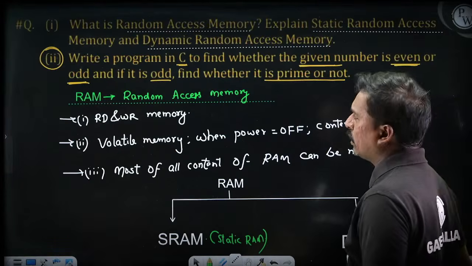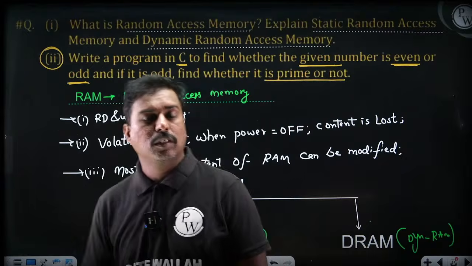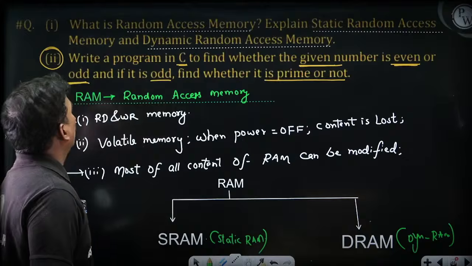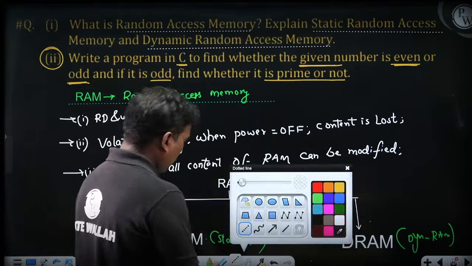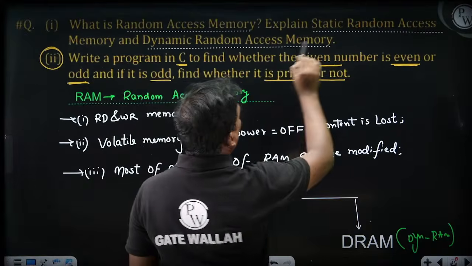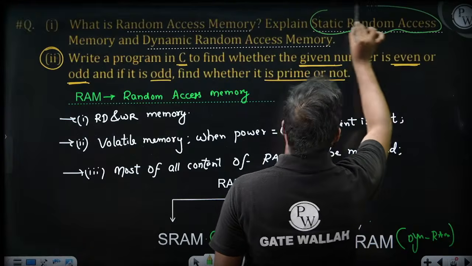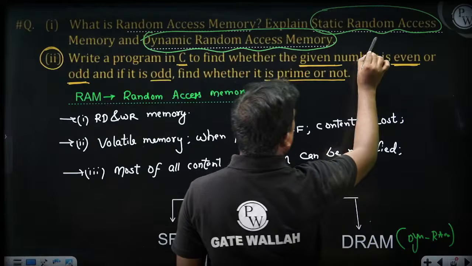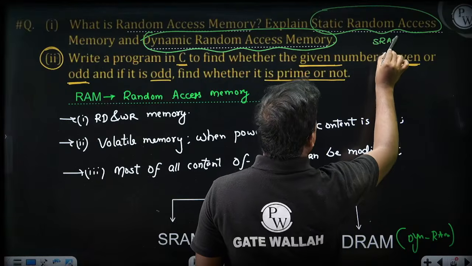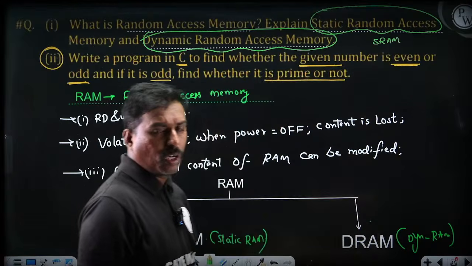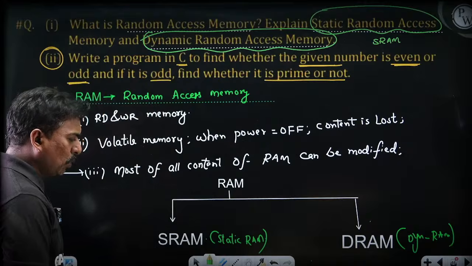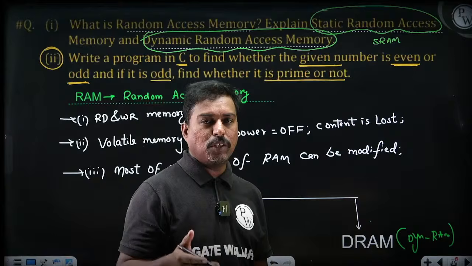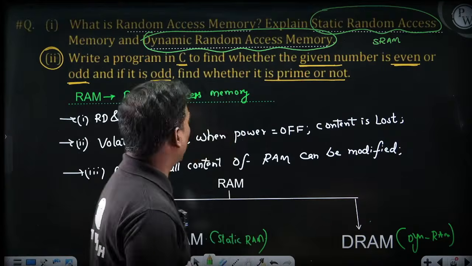Next, another question asked long back is on memory differences, SRAM and DRAM. What is random access memory? Explain static random access memory and dynamic random access memory. The question is all about SRAM and DRAM. Since these are theoretical questions, you should write categorical points, proper points.